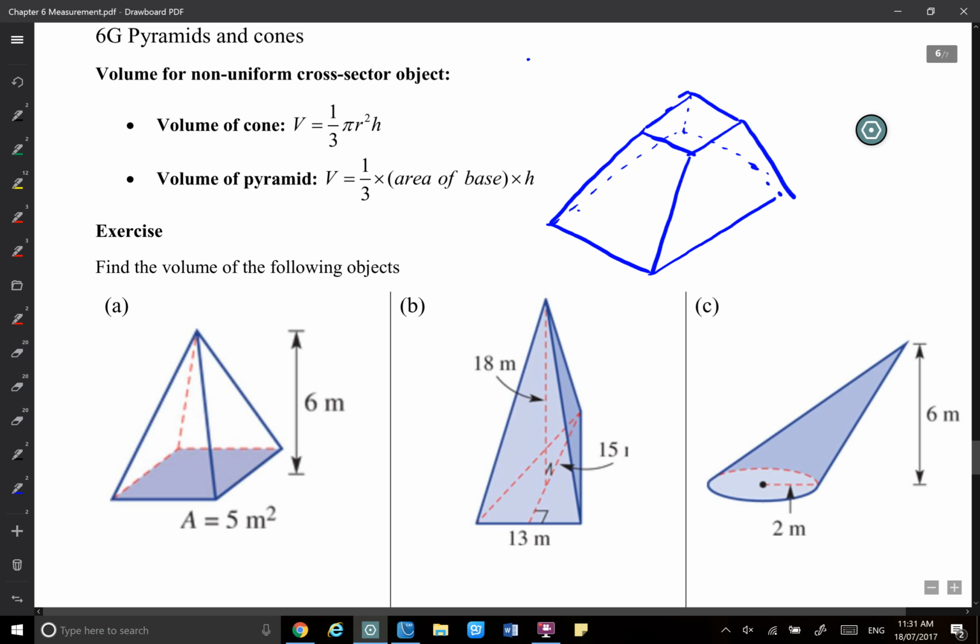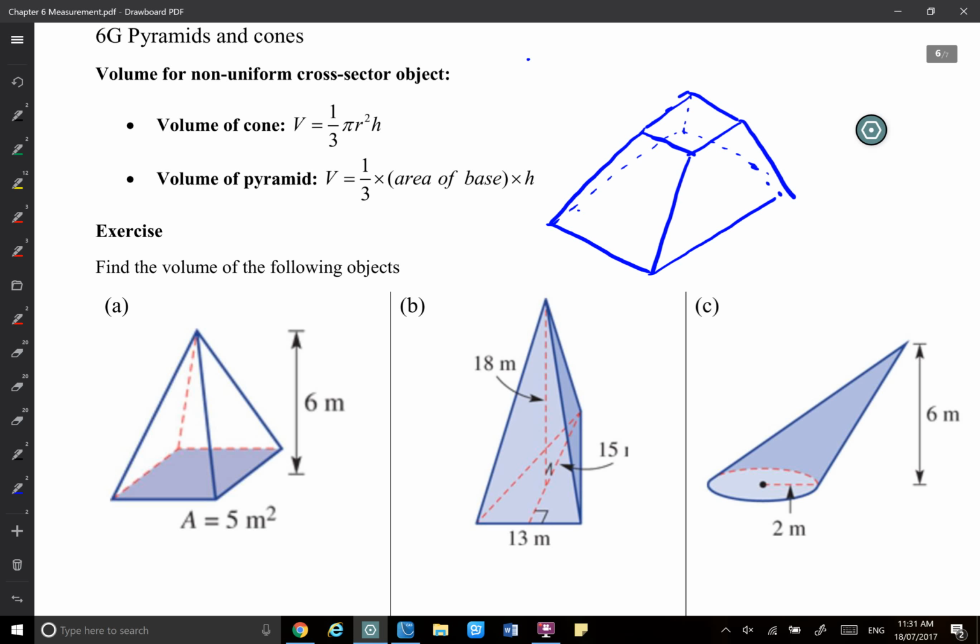Okay. So some shape like that is not a uniform cross section, because it doesn't matter which way you slice or cut it, it won't give you a uniform cross section. But it also doesn't belong to those types. We have a wider base and it grows up by straight lines, but they don't meet at a point on the top. So this is not this type.